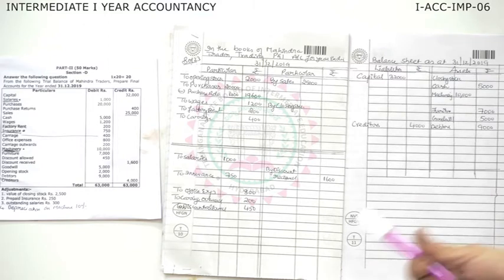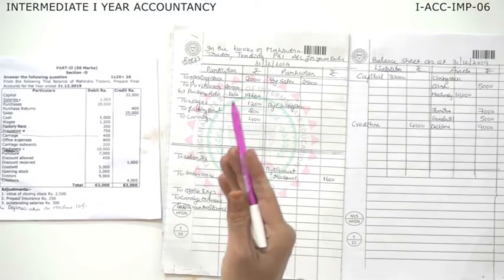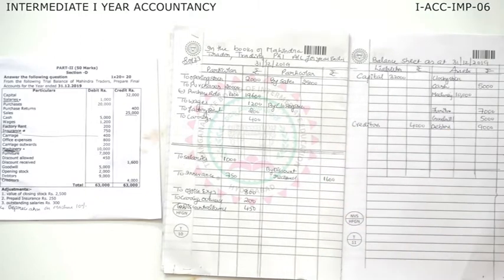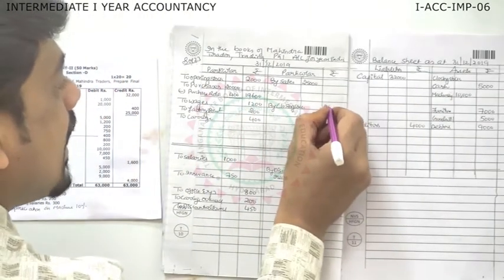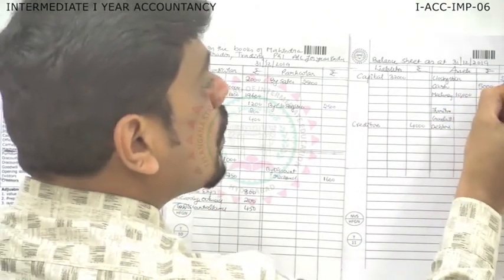Okay. Now we'll pick up one adjustment and we'll give the adjustment. For giving adjustment, I am using blue pen so that you will be able to understand clearly. Every adjustment has two effects, dear students. Keep in mind. The first adjustment says closing stock. Always it will come in the trading account credit side, balance sheet asset side. So closing stock, trading account credit side 2,500, balance sheet 2,500.